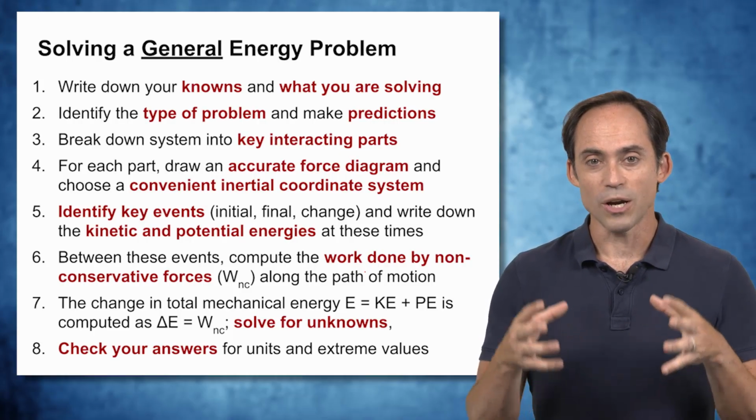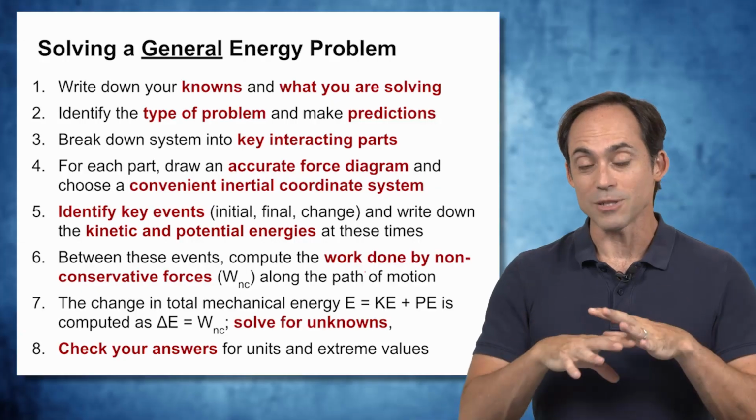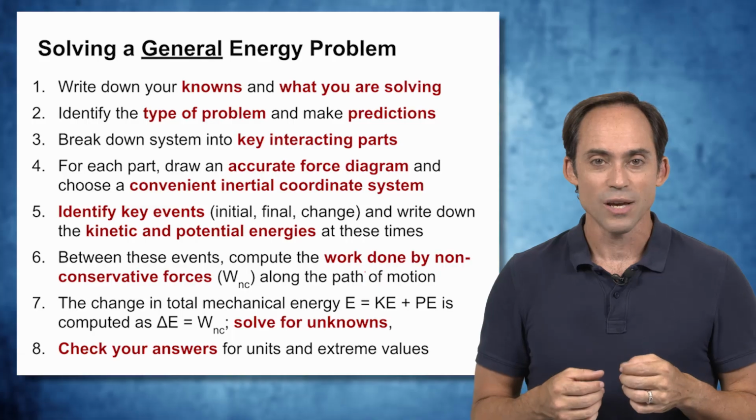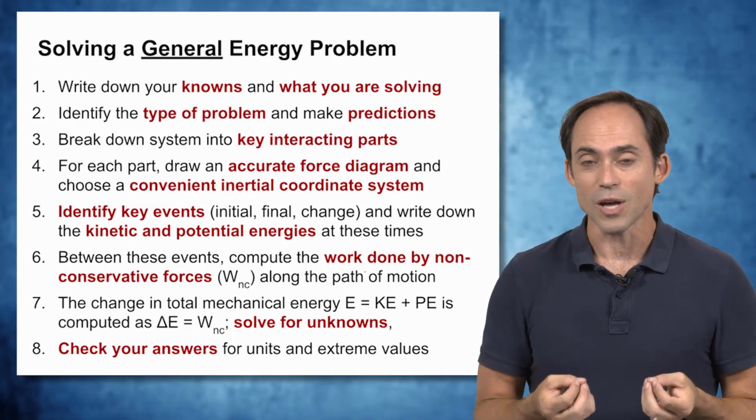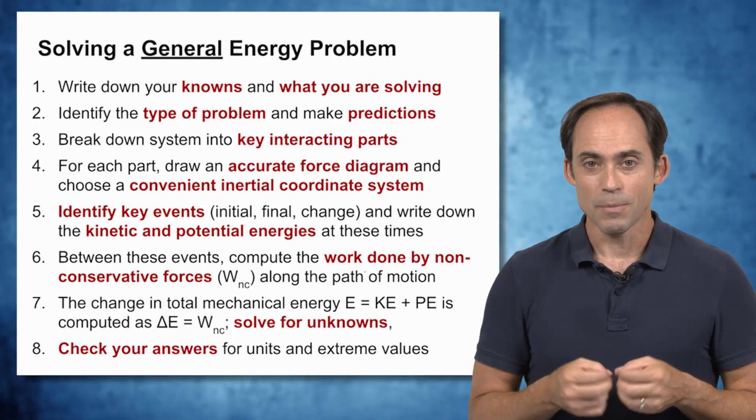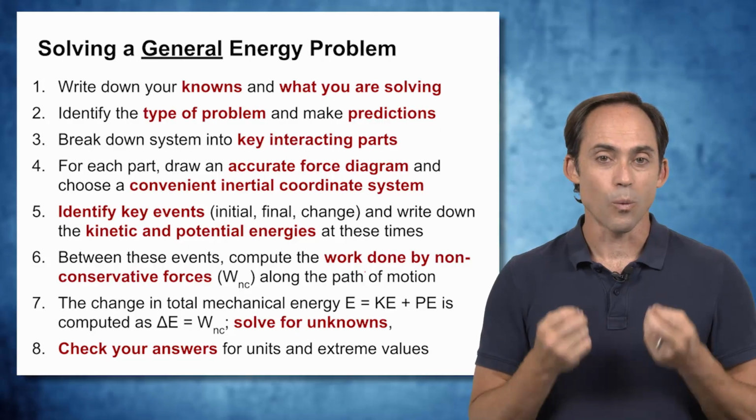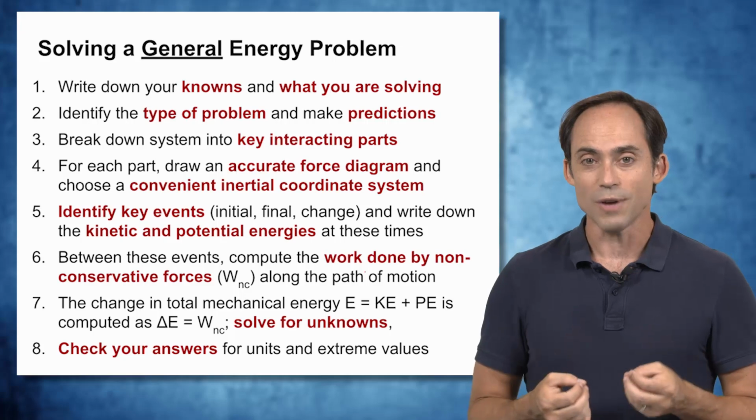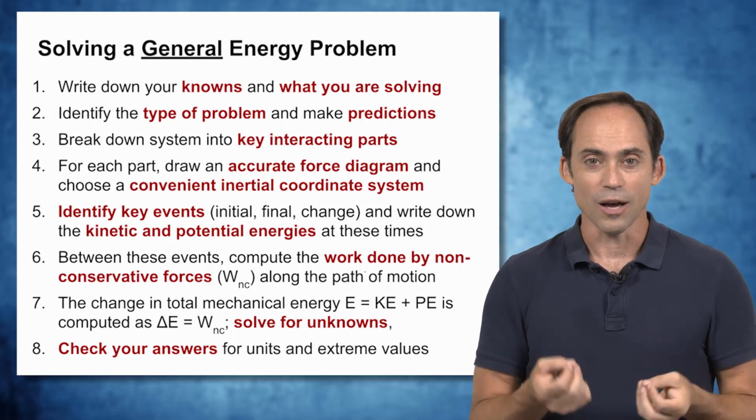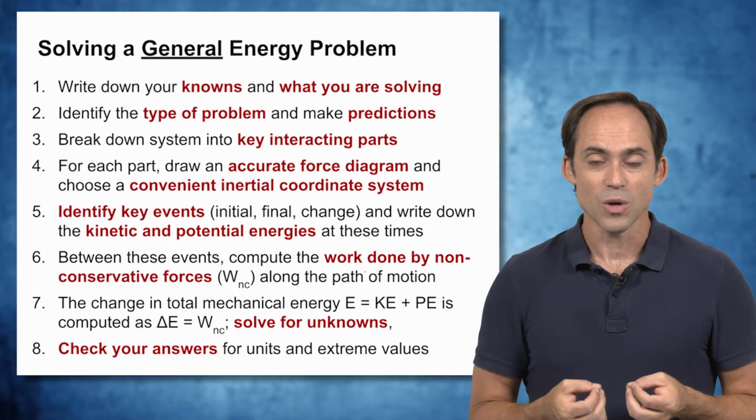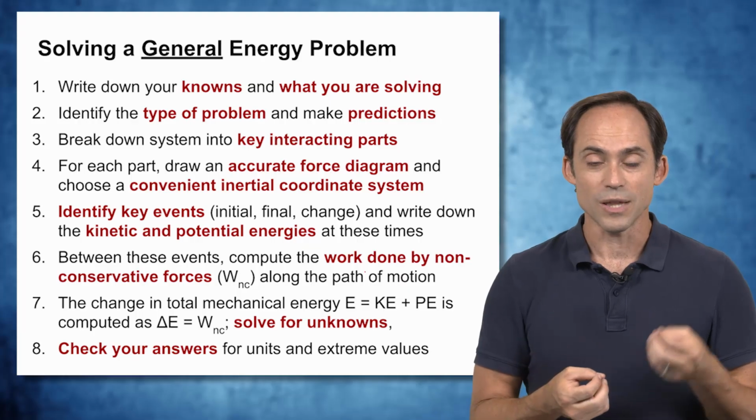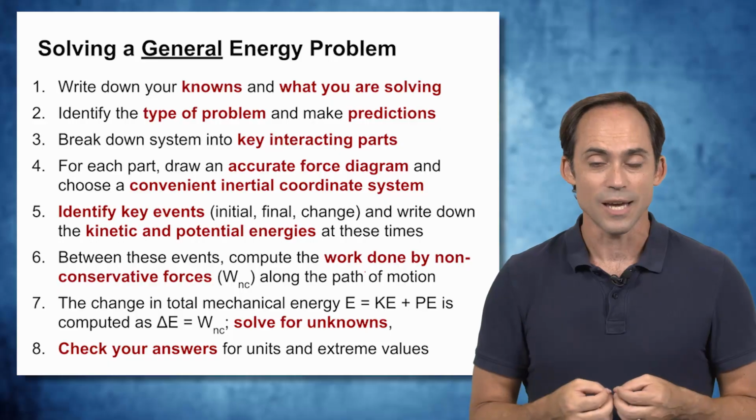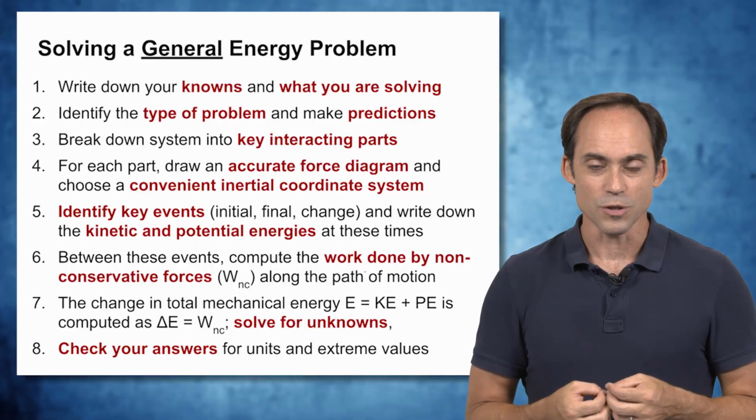Now at this point, as we did before, we're going to break down some key events, an initial, a final event, maybe a point where things change, and write down the kinetic and potential energies at each of those points. But then we're also going to compute the work done by non-conservative forces between those events. So for example, in our sliding the chair across the office, we computed the work done between the initial position and the final position explicitly as the work done by non-conservative forces.